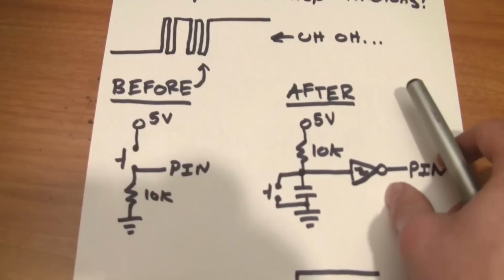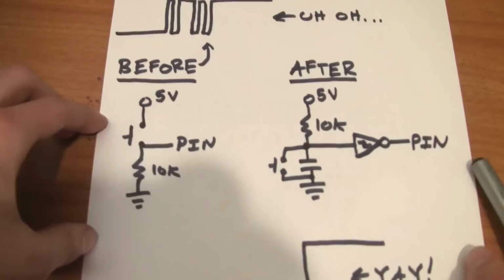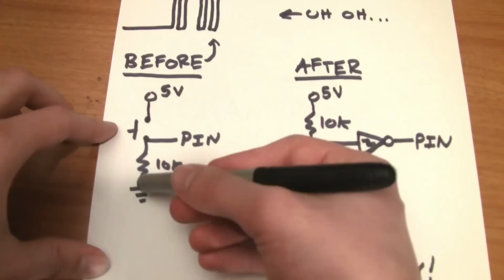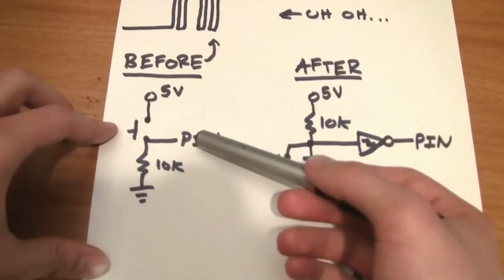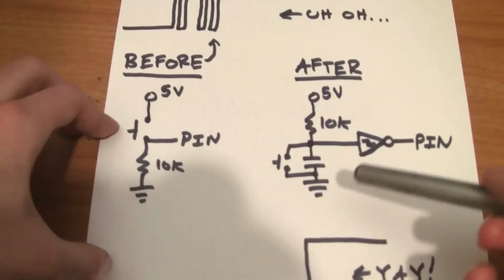The answer is a hardware solution so that we don't have to use any functions in the Arduino software. Here's what our circuit looked like the first time we hooked the button up to the Arduino. We had a 10K pull-down resistor to ground, a connection from that resistor to the pin, and a button that connected from there to 5 volts. When the button was undepressed, the pin was pulled down to ground through the 10K resistor. When the button was pressed, it was pulled up to 5 volts through the button. Now, let's figure out how we can use a similar setup, but do it with a debounced signal coming out.